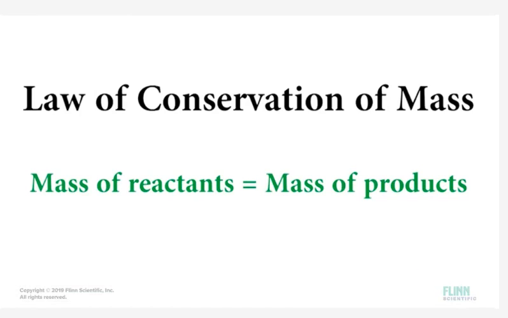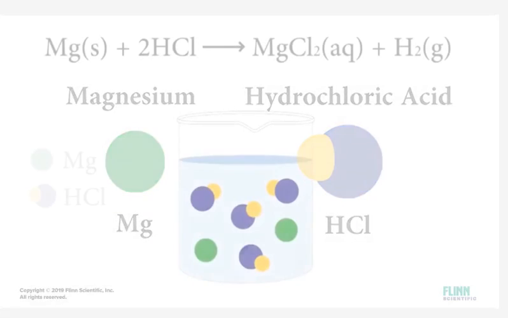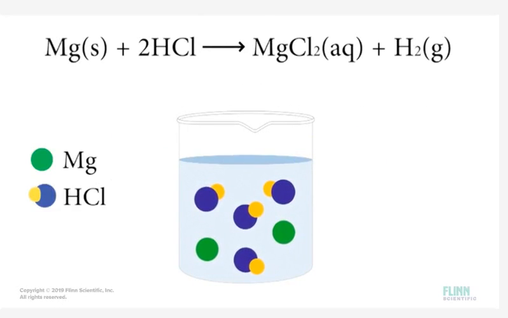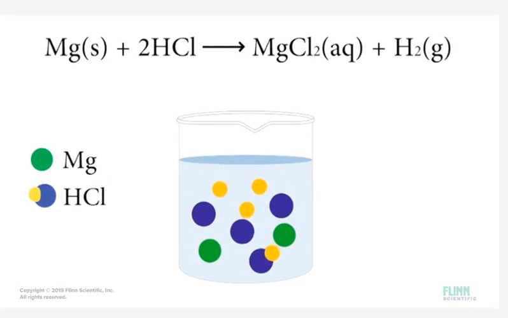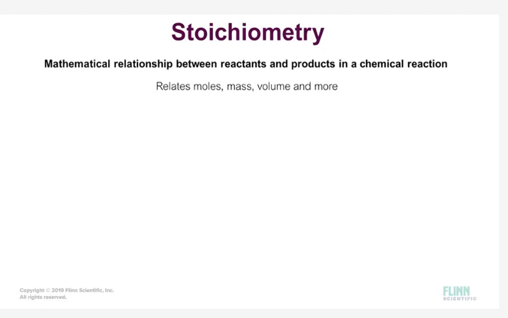This is known as the law of conservation of mass. Any chemical change involves the reorganization of atoms into one or more new substances. In a chemical equation, the number of atoms on the left of the arrow must equal the number of atoms on the right of the arrow. Balanced chemical reactions are used for stoichiometry.